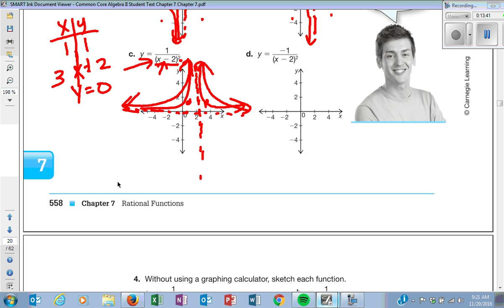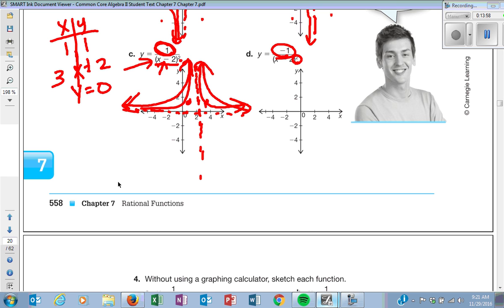Remember, when they say sketch, they're not asking for perfect. Now, the reason I knew that both of these were up is because my top was positive. Well, when I look here, I've got an even power, so I know they're either going to be top, top, or bottom, bottom, and this is negative.